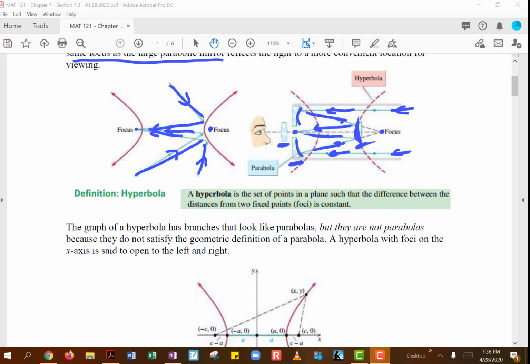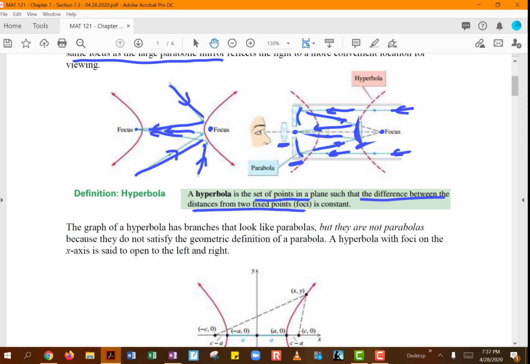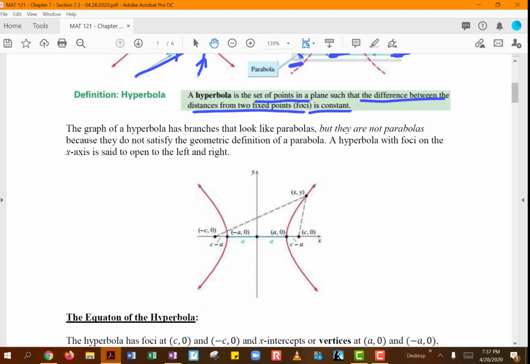Okay, so let's see the definition for the hyperbola. A hyperbola is a set of points in a plane such that the difference between the distances from two fixed points is constant. And your two fixed points, of course, are the foci. These branches in the graph of our hyperbola may look like parabolas, but by the geometric definition they are not parabolas. Don't think of them as parabolas, they're just the branches that form the shape of our hyperbola.